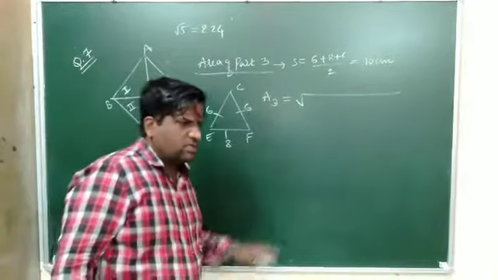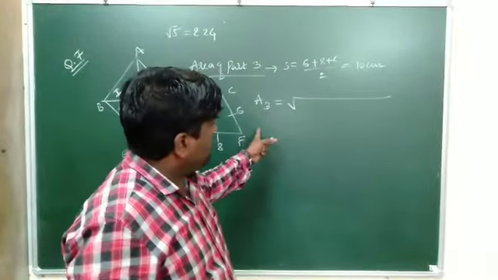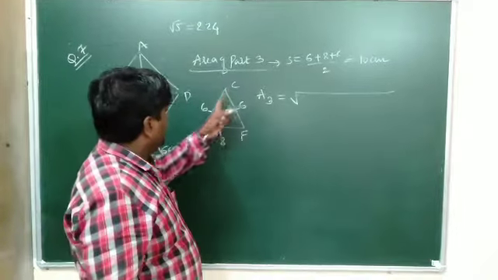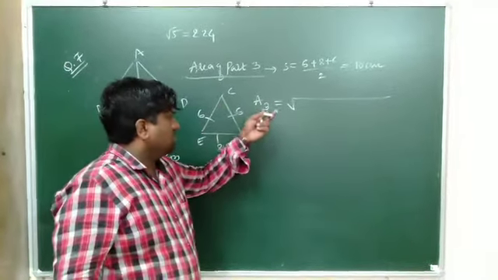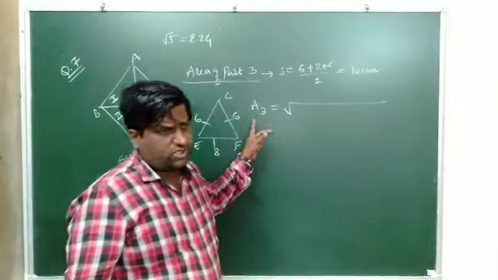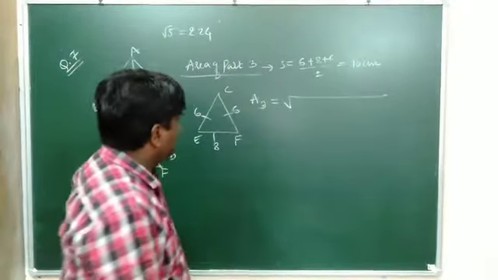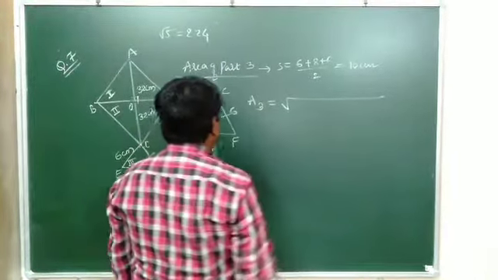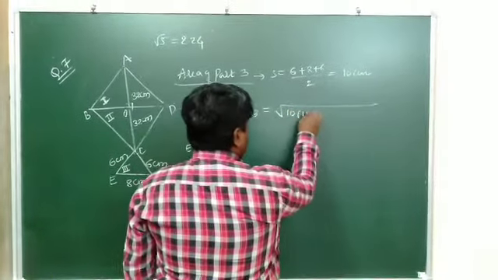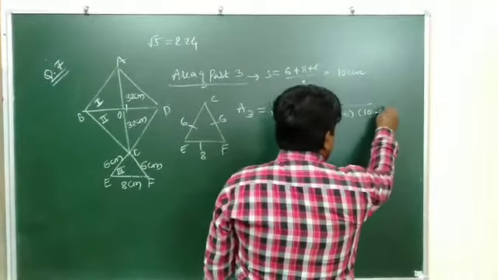Whenever you are solving this kind of examples, better you go with some notations. This saves more time. Instead of writing area of triangle CEF every time, simply write A3. If you are using this notation, you have to mention it in the earlier part only. So area of third section, that is area of triangle CEF, is root of 10 into 10 minus 6, 10 minus 8, 10 minus 6.